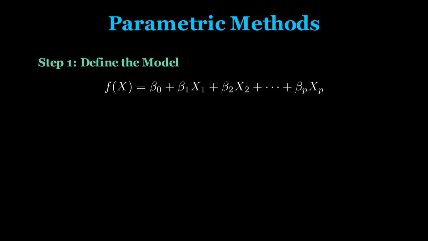A parametric method assumes the data can be modeled by a particular distribution characterized by a fixed number of parameters. It's called parametric because we estimate a set of parameters. Parametric approaches follow a two-step model-based process. In the first step, we define the functional form of the model.